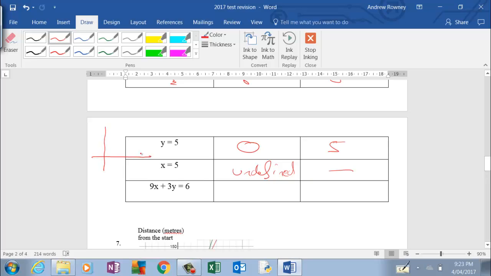You've got a set of axes like this. Y equals 5 is this line going like that, cutting through at 5 and staying horizontal, whereas x equals 5 is the vertical line cutting the x-axis at 5. This is x equals 5, this is y equals 5, this is the y coordinate, this is the x coordinate.